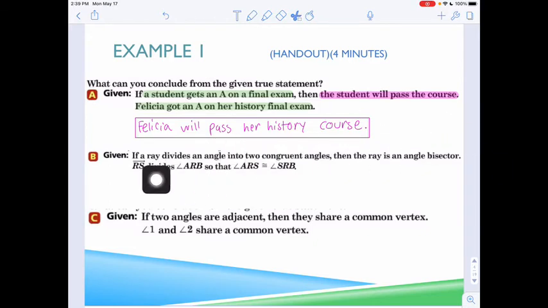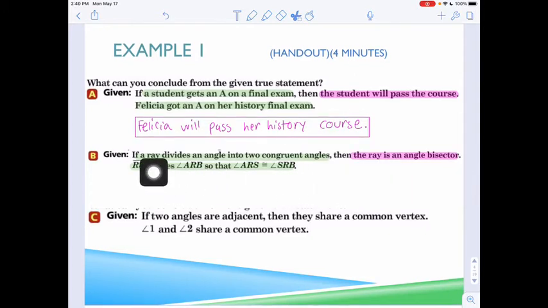Part B says if a ray divides an angle into 2 congruent angles, then the ray is an angle bisector. Ray RS divides angle ARB, so that angle ARS is congruent to angle SRB. Again, we need to identify the hypothesis: a ray divides an angle into 2 congruent angles. And check to see if the second statement matches. This says ray RS divides angle ARB, so that angle ARS and angle SRB are congruent angles. This does indeed match our hypothesis.